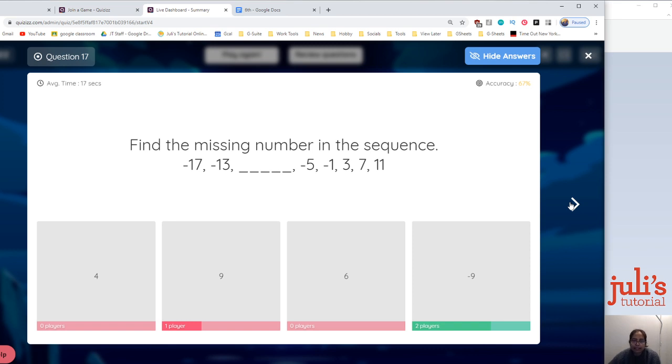Find the missing number in the sequence. We get negative 17, then negative 13, minus 5. Negative 13 minus 5 would be negative 18, right? Then negative 13 minus 4 would be negative 17. I mean negative 9, right here. Negative 13 minus 4.